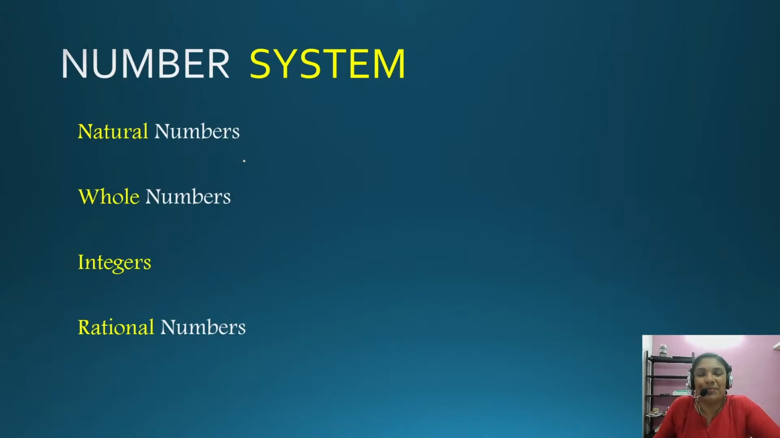What are called natural numbers? The counting numbers are called natural numbers, right? Like 1, 2, 3, etc. And the collection of natural numbers is represented using the capital letter N. Next come whole numbers. If you add 0 to the collection of natural numbers, you will get whole numbers. That means whole numbers are numbers starting from 0, like 0, 1, 2, 3, etc. And the collection of whole numbers is denoted using the capital letter W.